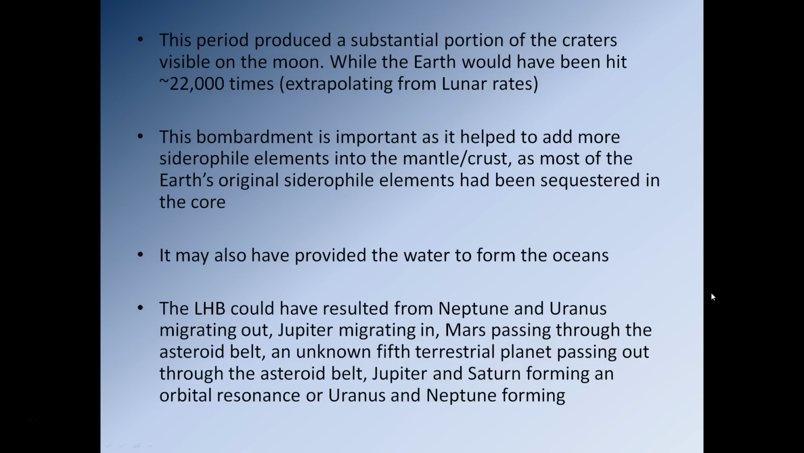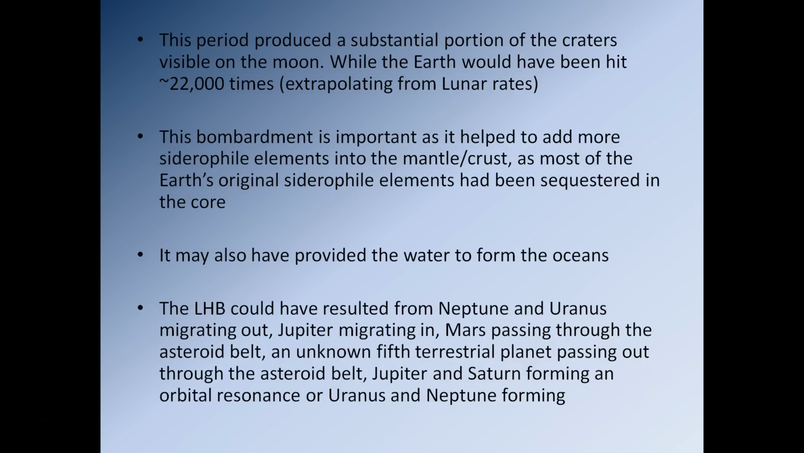There's also the possibility that Mars passed through the asteroid belt. Mars was actually on the outside of the asteroid belt, and it migrated inwards towards its current position. If it had passed through the asteroid belt, that would have disturbed asteroids and possibly thrown them into the inner solar system towards Earth. There's been another model that suggests maybe there was actually a fifth planet within the inner solar system, and that got thrown out of the inner solar system. As that planet was thrown out, it disturbed the asteroid belt once again, causing asteroids to come in towards the inner planets.